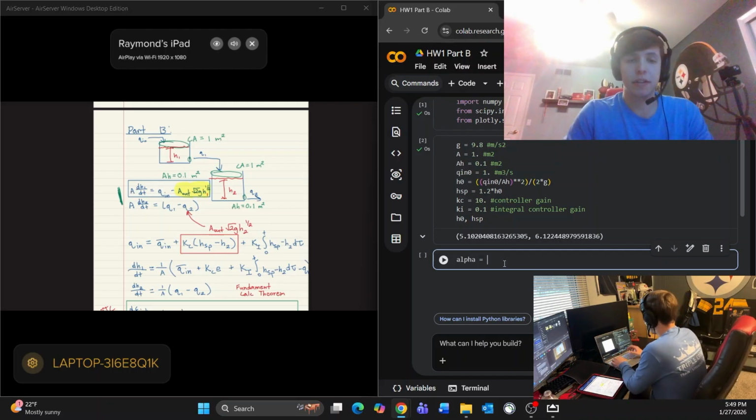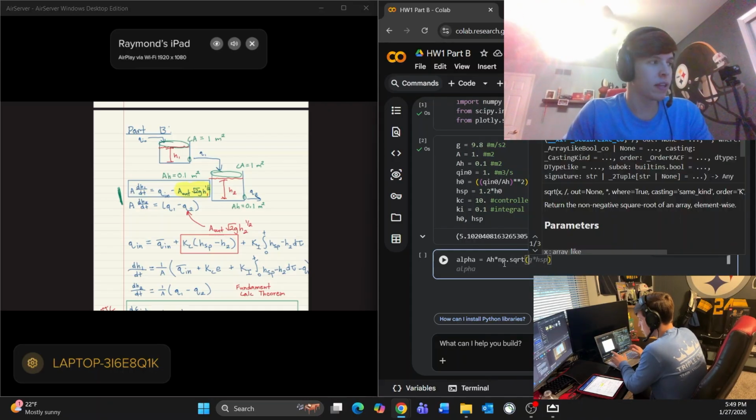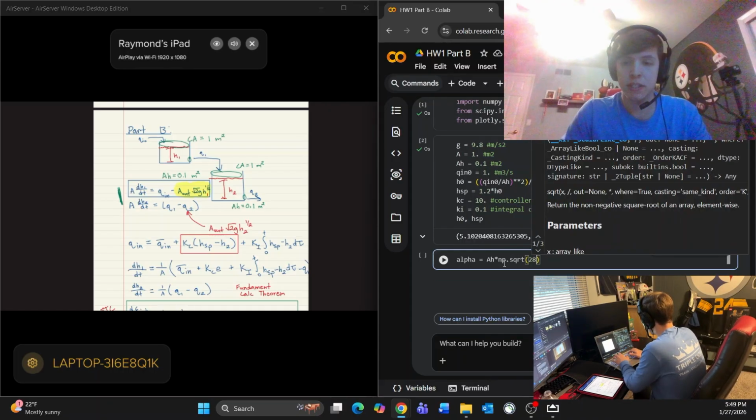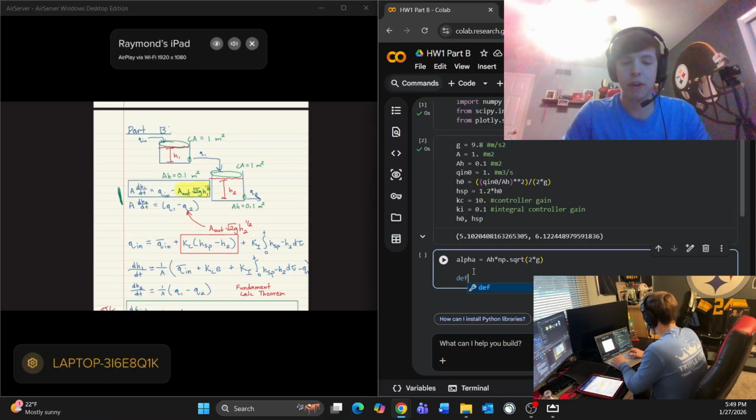What this is going to enable us to do is make our coding a lot easier and a lot simpler to understand. So this will be labeled as A_h times np.sqrt, and within the square root, it's just going to be 2 times g. And that is our alpha value for this problem. Now we're going to get into our IVP, and first we're going to define the right-hand side. And for this, like the previous problem, it's going to be t, comma, vector.